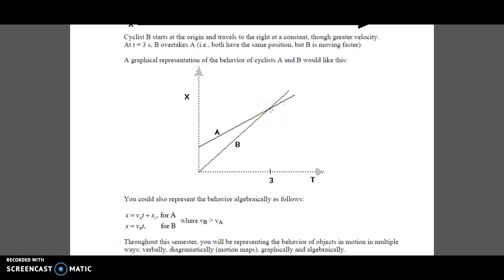We know this because the lines intersect. Car A goes a little bit slower, and we can tell that because the line is a little bit less steep. Car B goes a little bit faster, and we can tell that because the line is steeper, or more steep.